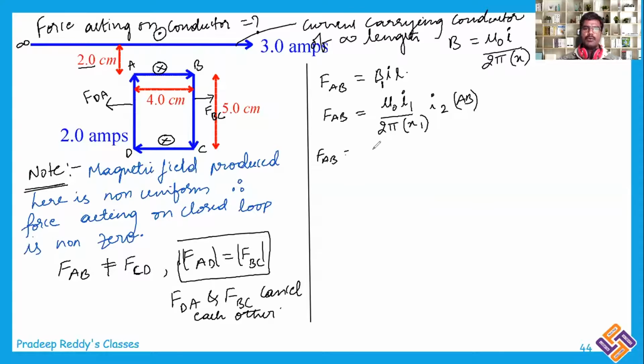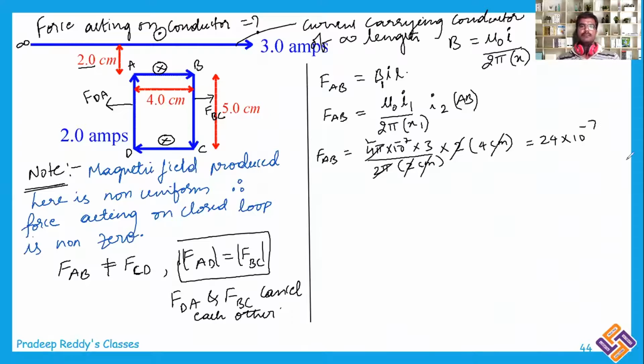What is its value then? FAB will be equal to 4 pi into 10 power minus 7. What is current I1? It is 3 ampere, divided by 2 pi into the distance, 2 centimeter, into the current in the square loop, 2 ampere. And what is length AB? 4 centimeter. The centimeter gets cancelled. This 2 and 2 get cancelled. And this is 2. What is left over here? 3 times 2 is 6, 6 times 4 is 24. It is 24 into 10 power minus 7 Newton. That is the force acting there.